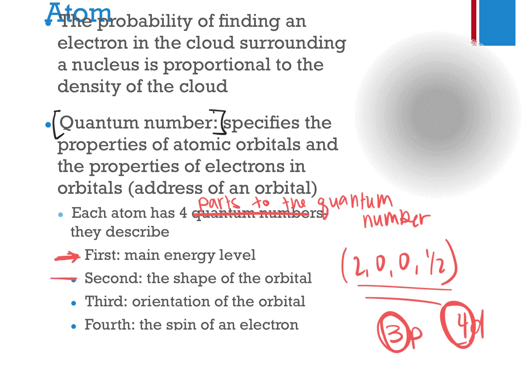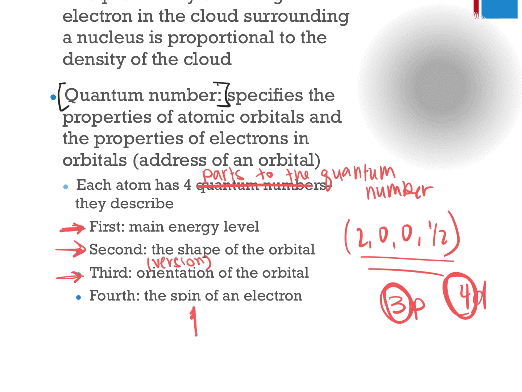The second part tells us the shape of the orbital, and we're going to look at how we can give a number to that shape. The third one tells us the orientation or the version of the orbital. And the last one tells us what's called the spin state. That's what we talked about yesterday: one electron spins in the positive direction, one electron spins in the negative direction. We're going to be able to differentiate that within the address itself. So there are 4 parts, and we're going to start looking at each of those 4 parts individually.